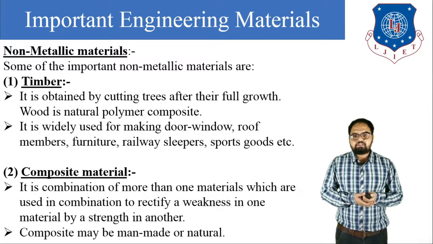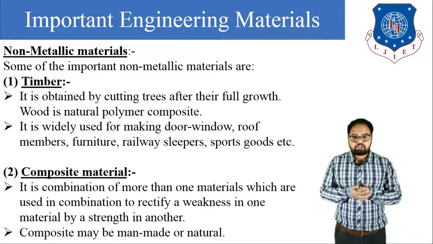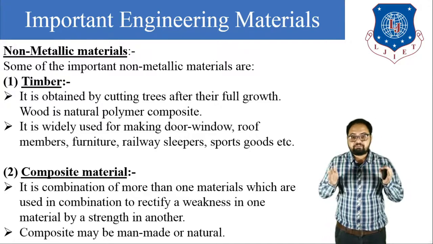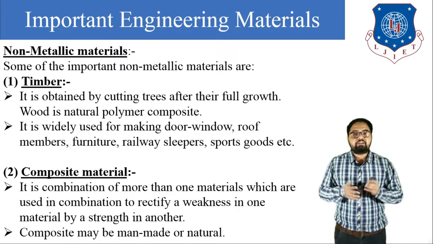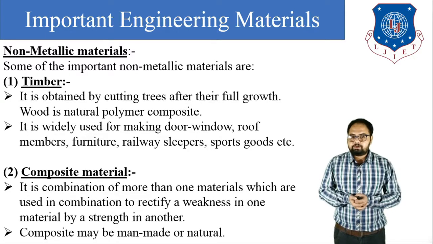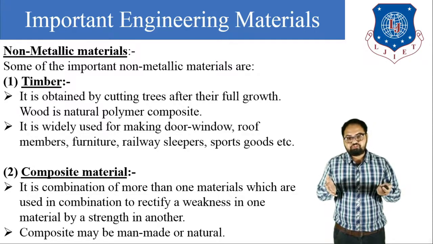The next is composite material. Composite material is a combination of more than one material which are used in combination to rectify the weakness of one material by strength of another material. And composite material may be made of natural materials.